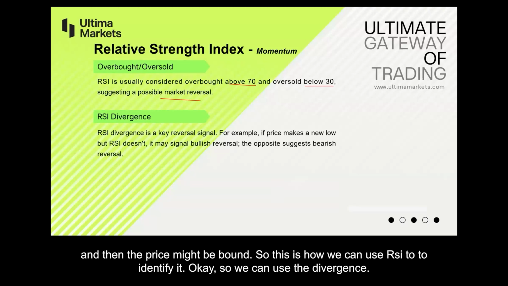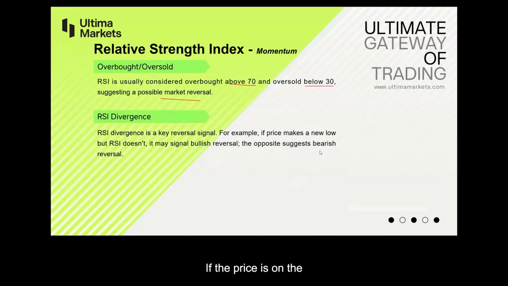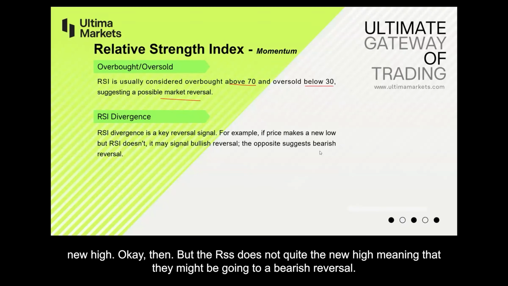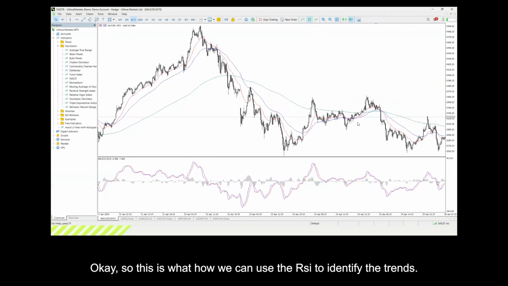Also, we can use divergence. For example, if the price makes a new low but the RSI does not follow suit, it signals a bullish reversal, and the opposite. If the price makes a new high but the RSI does not create a new high, it means the market might be going into a bearish reversal. So this is how we can use the RSI to identify the trends.